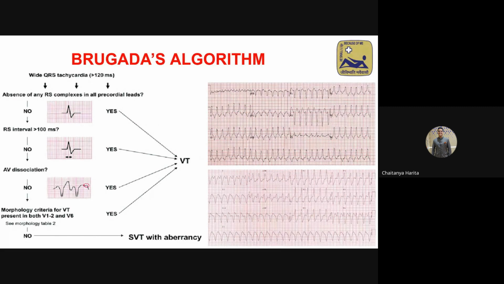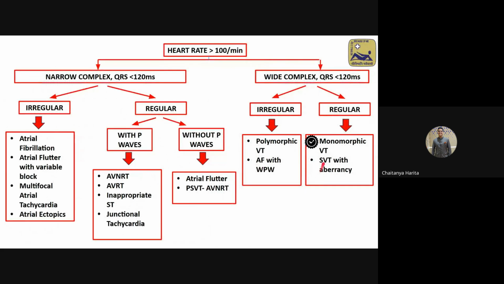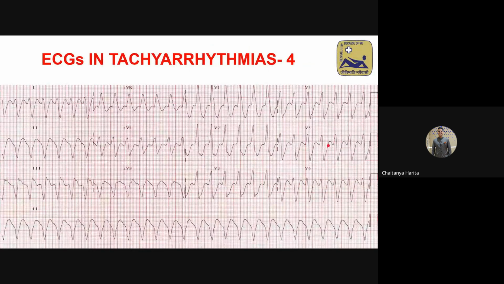So what I generally teach is Brugada's sign. Okay? Brugada's sign, not Brugada's syndrome. Brugada's sign is a very simple cheat. And the cheat is you look at AVR. You have a patient, you're not sure if it's monomorphic VT or SVT with aberrancy. Look at AVR. If AVR is upright, it is most likely VT.